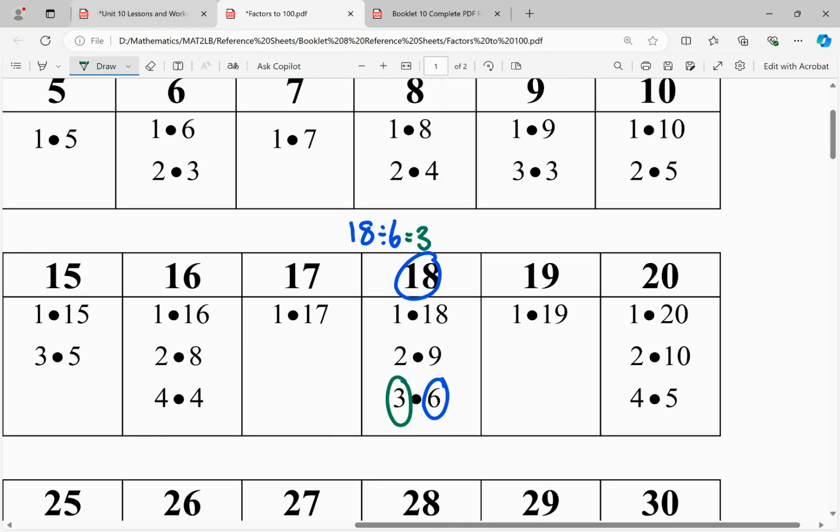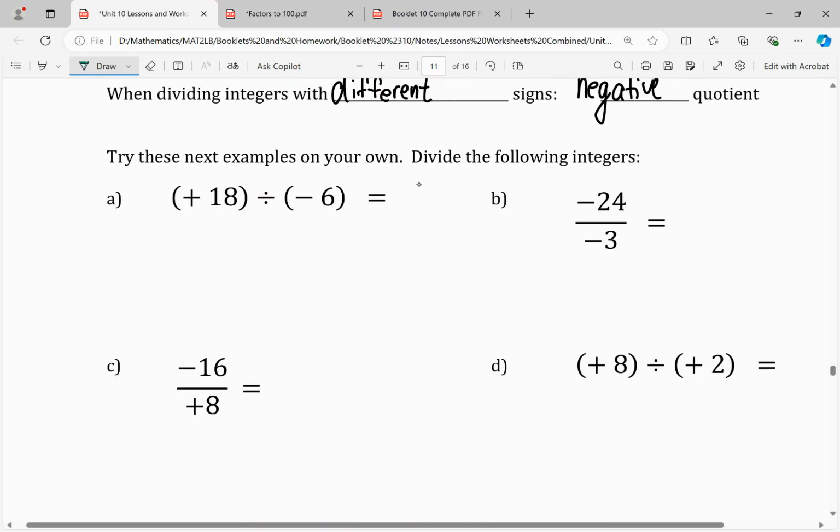Good. So I'm just going to write a 3 here, and next we need to decide if it is positive or negative. Since I have one sign of each, it is going to be a negative. Different signs means that you have a negative answer. So 18 divided by negative 6 is negative 3.